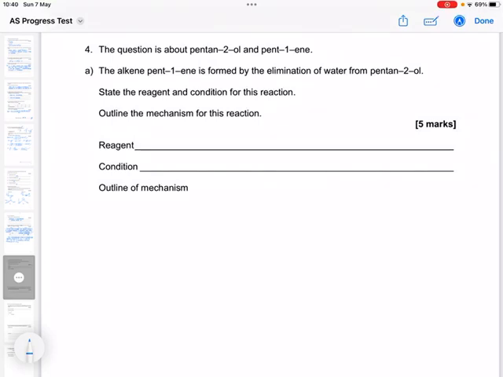This question is about pentan-2-ol and pent-1-ene. The alkene pent-1-ene is formed by the elimination of water from pentan-2-ol. State the reagent and condition for this reaction and then outline the mechanism.